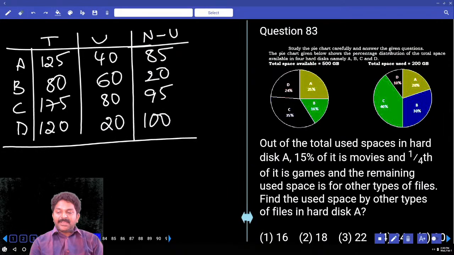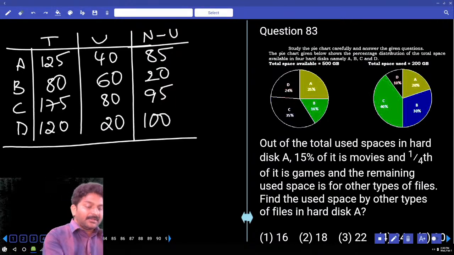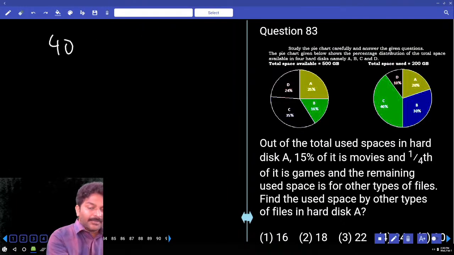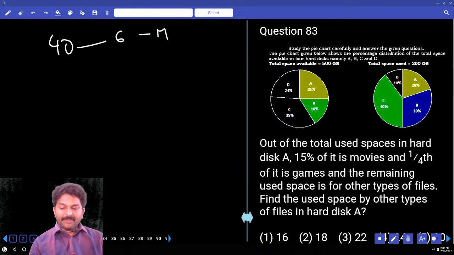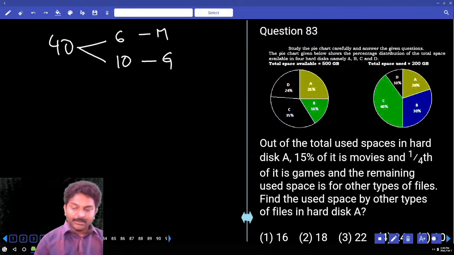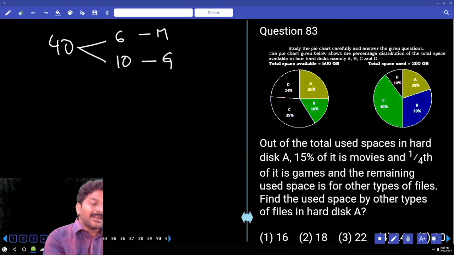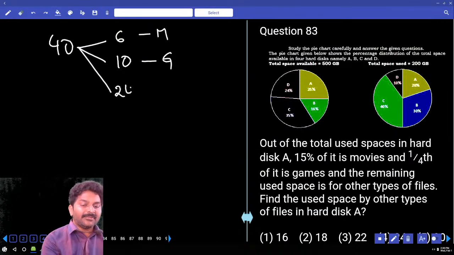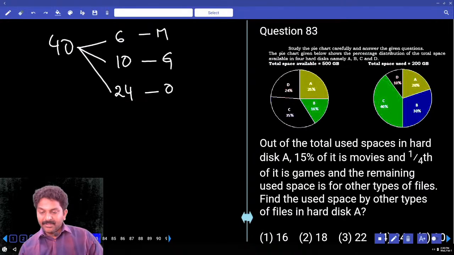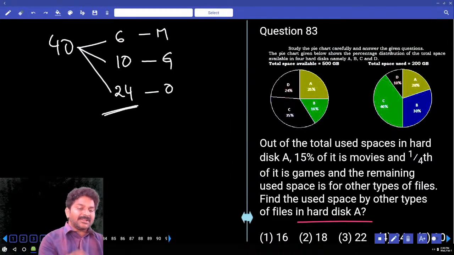Out of total used space in hard disk A, 15% of it is movies. How much is used space in A? 40. So out of 40, 15% is 6 GB towards movies. 1/4 of it is games, 1/4 of 40 is 10. Remaining used space is for other types of files. Already 16 we have, remaining 24. This is for others. How much is related to others? 24 GB.